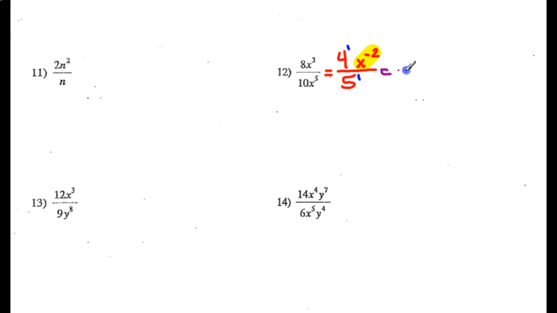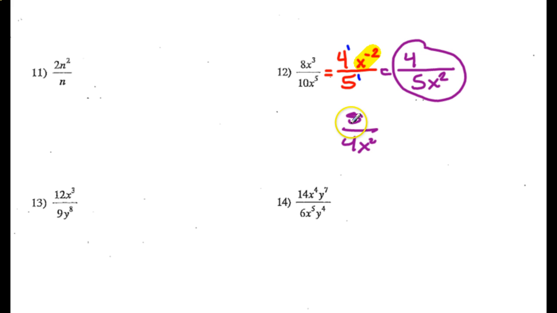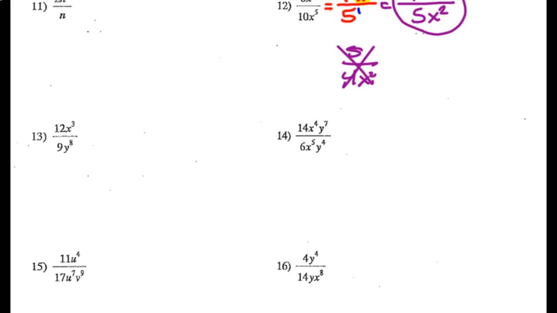So what's going to happen here is, in my final answer, the 4 stays and the 5 stays because they have positive exponents. But only the x squared moves down. Nothing happens to the base, but the exponent becomes positive. This is not the answer. So you wouldn't do this. You wouldn't flip the whole fraction. You only move the negative exponent to the opposite side. That's it. Okay? Alright, let's try one more here.